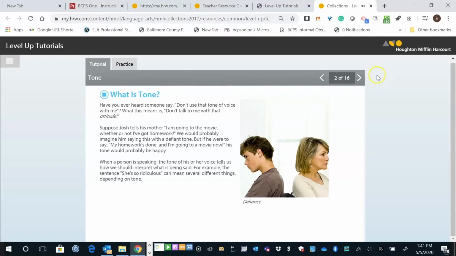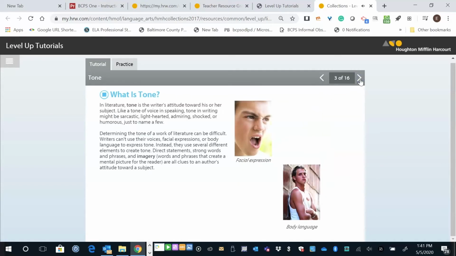When a person is speaking, the tone of his or her voice tells us how we should interpret what is being said. For example, the sentence, "She's so ridiculous," can mean several different things depending on tone. In literature, tone is the writer's attitude toward his or her subject. Like a tone of voice in speaking, tone in writing might be sarcastic, lighthearted, admiring, shocked, or humorous, just to name a few. Determining the tone of a work of literature can be difficult.